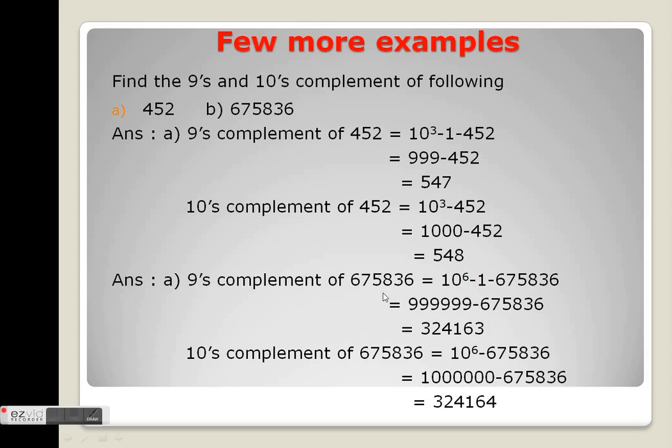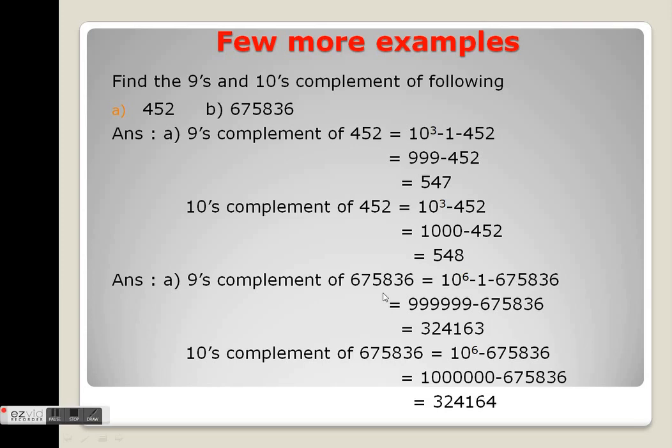Students, in the tens complement, we will put the values of small n, r, and capital N in the formula r raised to the power n minus N, and in this case we will get 1000 minus 452, and finally we'll get 548.